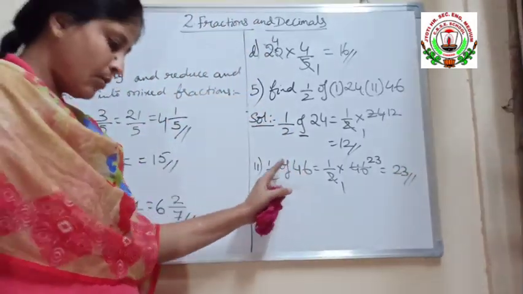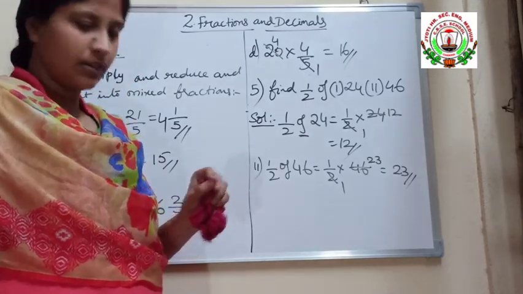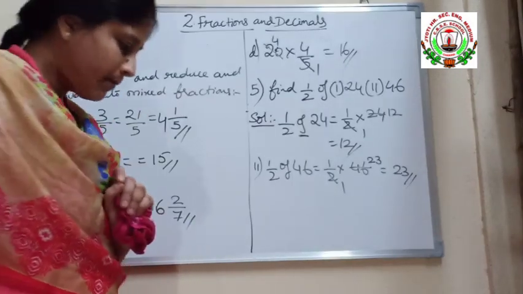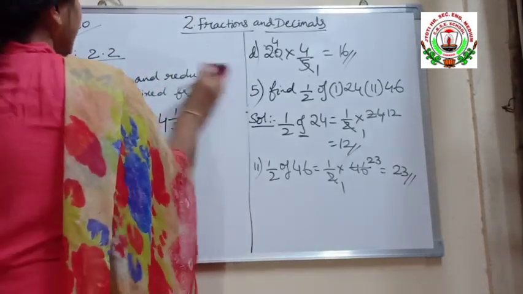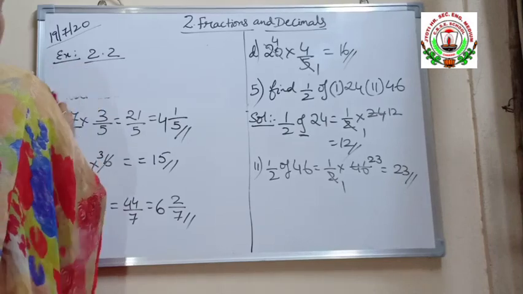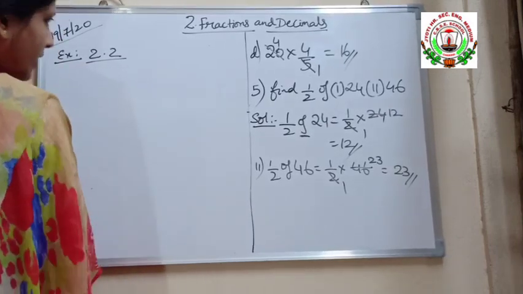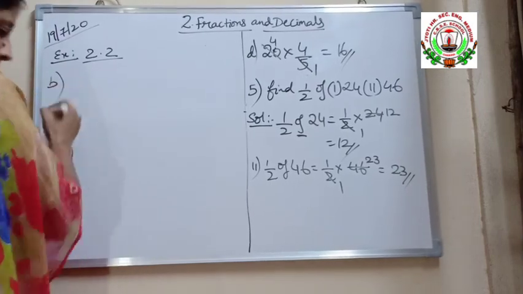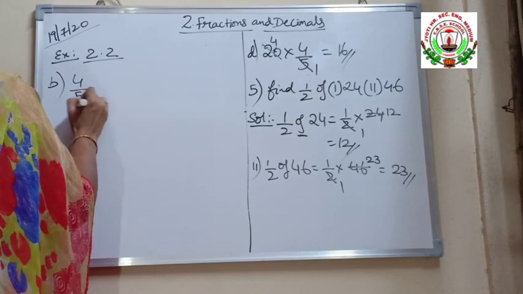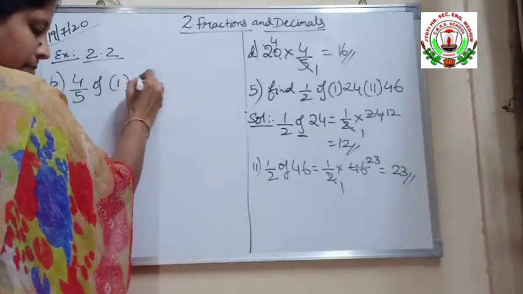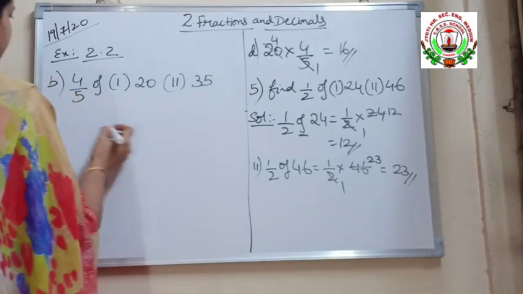Like this, one more question, second part is also there. I think you can try and solve it. If you are not able to, 4 parts are there. Let me do one more. Then you do your other 2 parts. The B part is 4 by 5 of, first part is given as 20 and second part is given as 35.